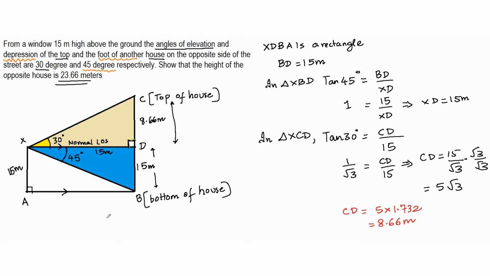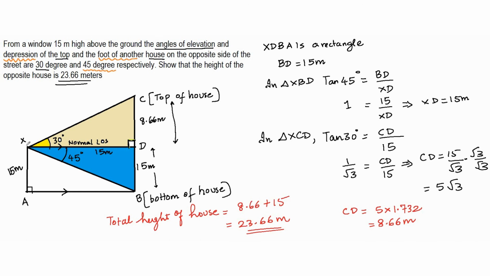And now if I want to find the total height of the house, the total height of the house is going to be 8.66 plus 15, and that is going to be 23.66 meters, and hence proved that the total height of the opposite house is 23.66 meters.